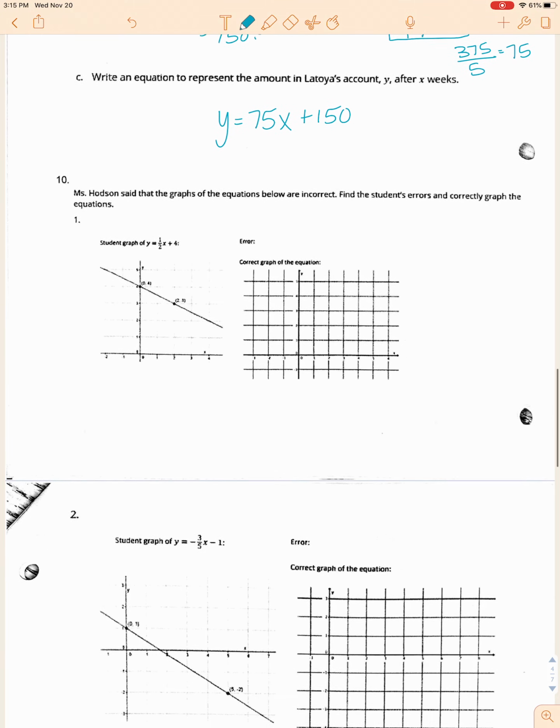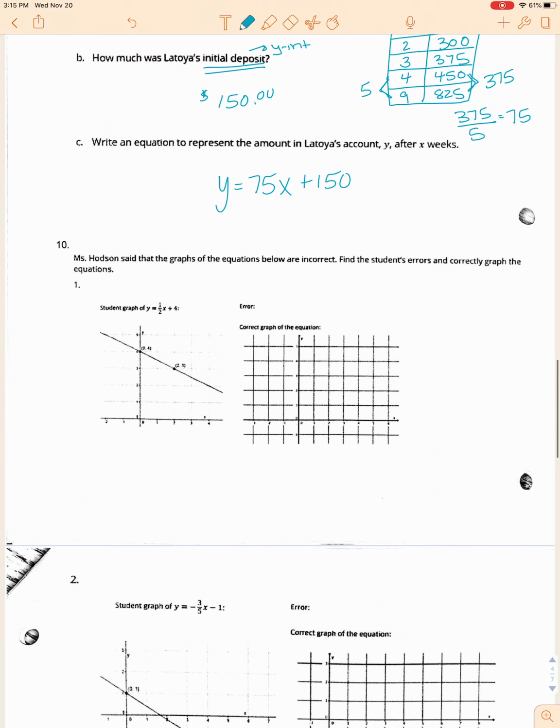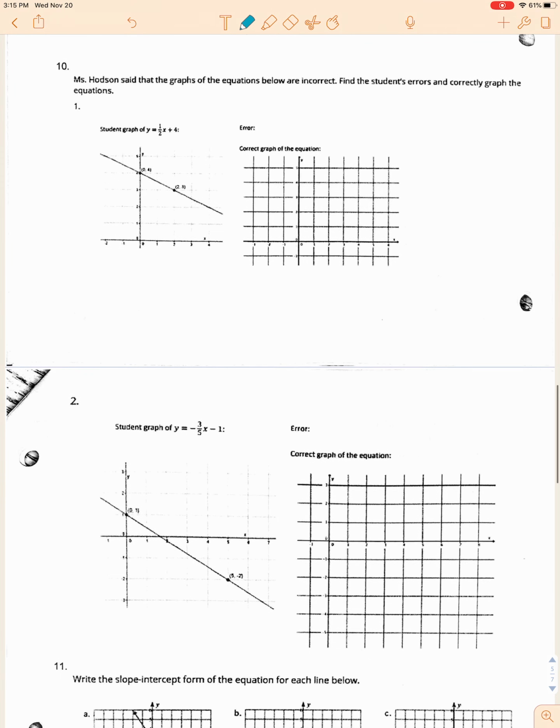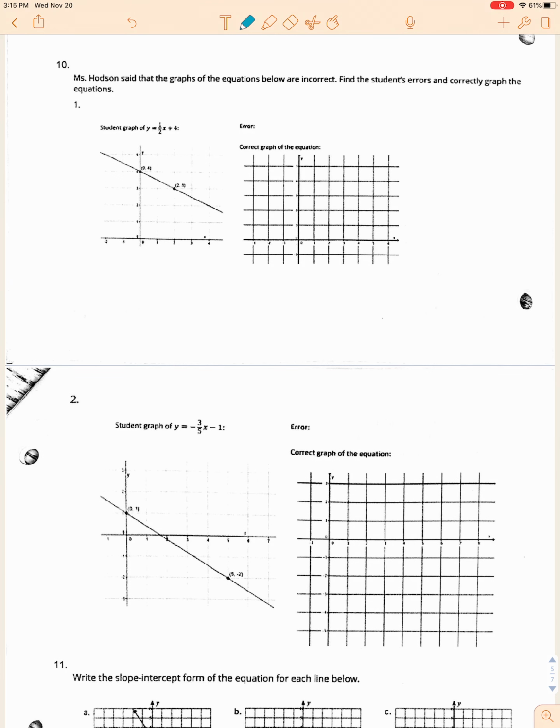All right, let's keep going. Number 10, Miss Hodson said that the graphs of the equation below are incorrect. Find the student's error. So there are 2 of them, one on this page and then one on the next. I want you to find the errors in the graph and then redraw them the way they should be. Go ahead and pause.